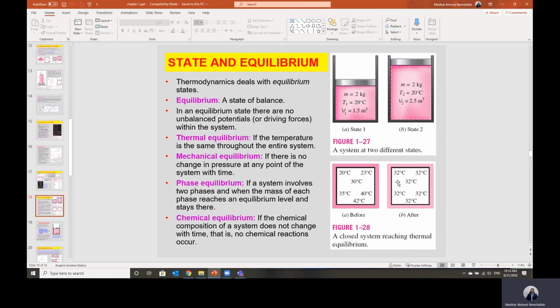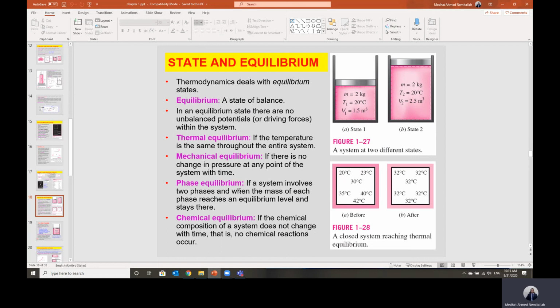Thermal equilibrium means the temperature is the same everywhere within the system, like this example. But in this example here, the temperature is not the same everywhere, so this system is not under thermal equilibrium, but this one is. For mechanical equilibrium, pressure should be the same everywhere within the system. Phase equilibrium means the system does not undergo phase change from one phase to another, like from liquid phase to vapor phase. The system should be at a given state, either liquid phase, vapor phase, or a mixture of liquid plus vapor phase.